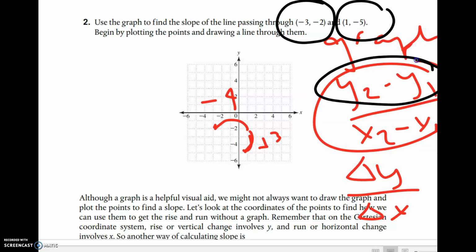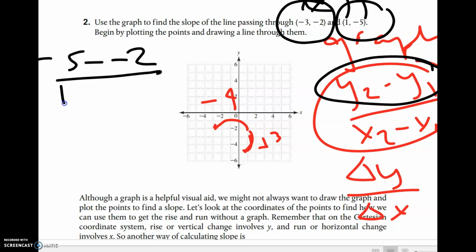So here, I'm going to subtract my y's in order. So I'm going to go -5 minus a -2. And be careful because this negative is not your subtraction. Then I'm going to go back to where I started from and do 1 minus a -3. Add the opposite. I get -3/4, which is the same answer.